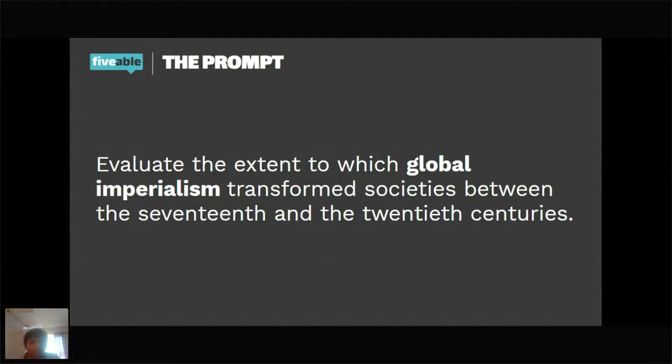All right, look at the prompt. Evaluate the extent to which global imperialism transformed societies between the 18th and 20th centuries. Actually, that's supposed to be 18th, so I highlighted it. MDBQ is mini DBQ, because DBQs have 7 documents and mini DBQs have 5. Once again, look at the keyword here: transformed. If you're transforming something, you're having an impact. So what's the best skill to use for that when you're impacting something?